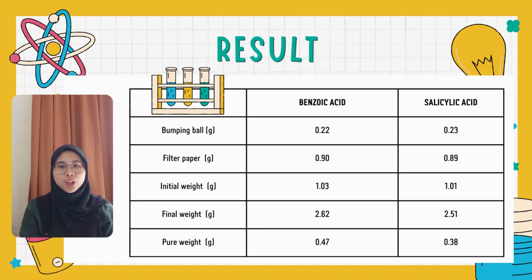The mass of the bumping ball used is 0.22 gram, the filter paper is 0.90 gram. The initial weight of benzoic acid is 1.03, while the final weight after recrystallization of benzoic acid is 2.62 gram. To get the pure weight of benzoic acid, 0.42 grams, the final weight is minus the bumping ball, filter paper, and initial weight. While the pure weight of recrystallization of salicylic acid is 0.38, to get the pure weight of recrystallization of salicylic acid, the final weight must be minus the bumping ball, filter paper, and initial weight.